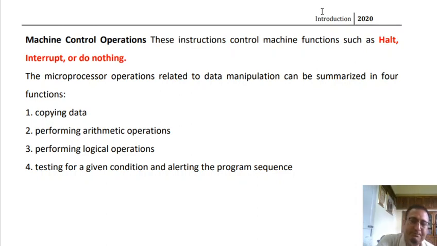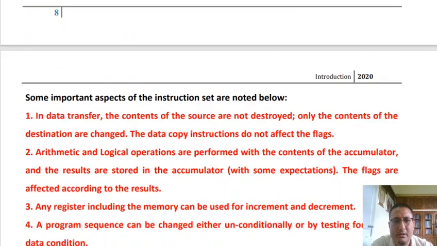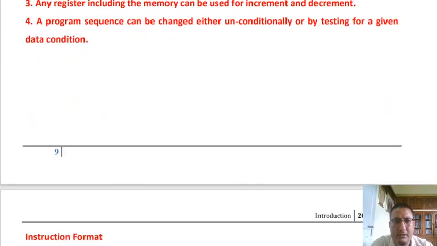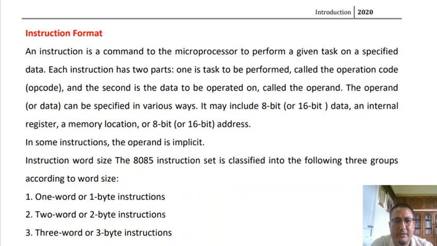We started with the first category, that was data transfer operation. Then we moved on to arithmetic operation. Then we discussed logical operation, and then we went on to branching operation, and eventually we discussed machine control operation. So this is a very important concept that you need to remember, the various functional categories under which the instructions can be classified. Now let us move on to the next aspect, that is the instruction format.